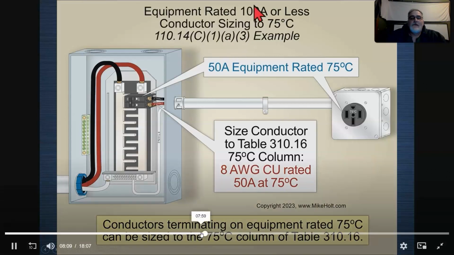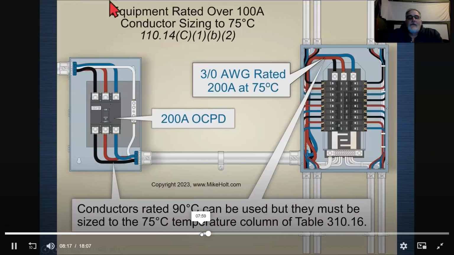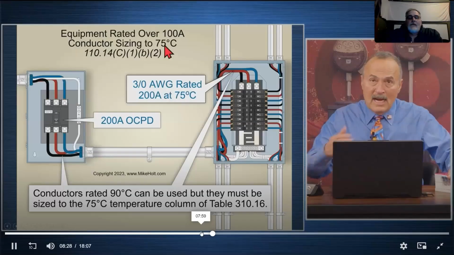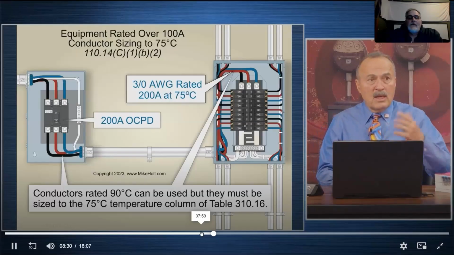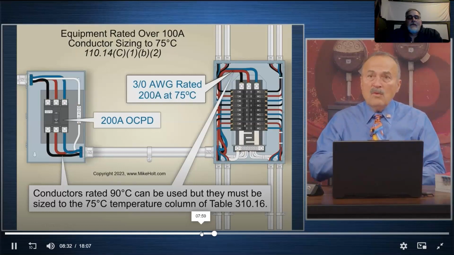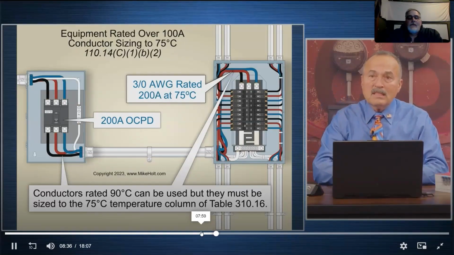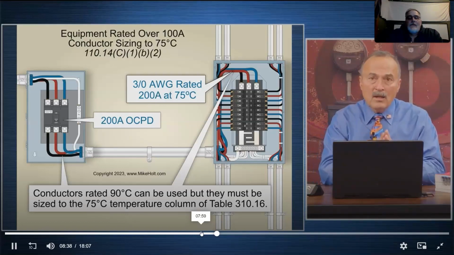110.14(C)(1)(a)(3) says 100 amps or less. If the equipment is rated other than 60 degrees C, then we're going to size it to 75 because they're marked 75. 110.14(C)(1)(b)(2) says if it's over 100 amperes, then the terminals are to be sized based on 75 degrees C. So that's kind of convenient: if they make them 75 at 100 amps or less, and if they're over 100 amperes, they make them 75. And in the real world, we go to the 75 degrees C column to size the conductor for that equipment.